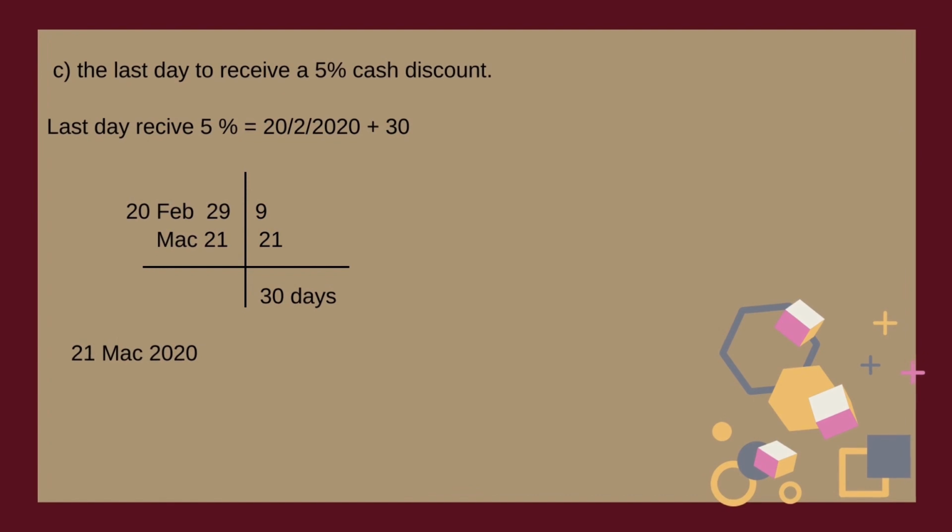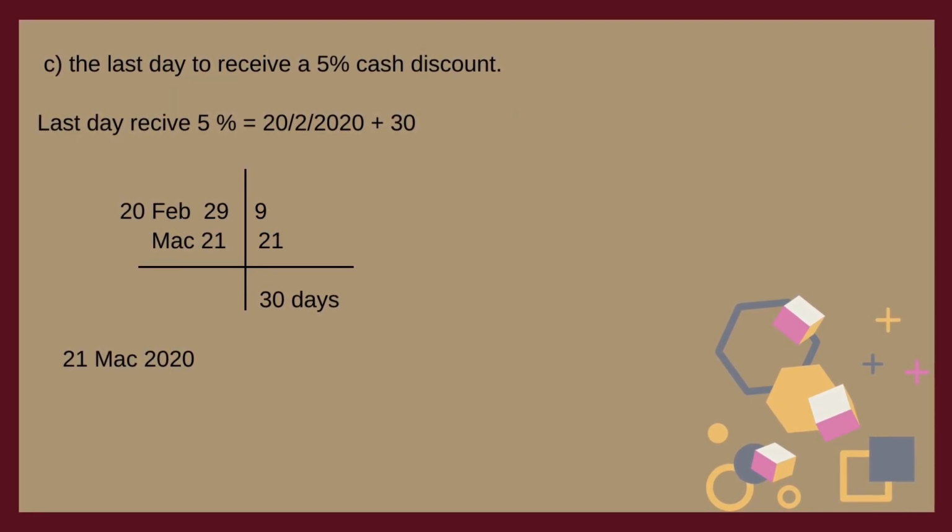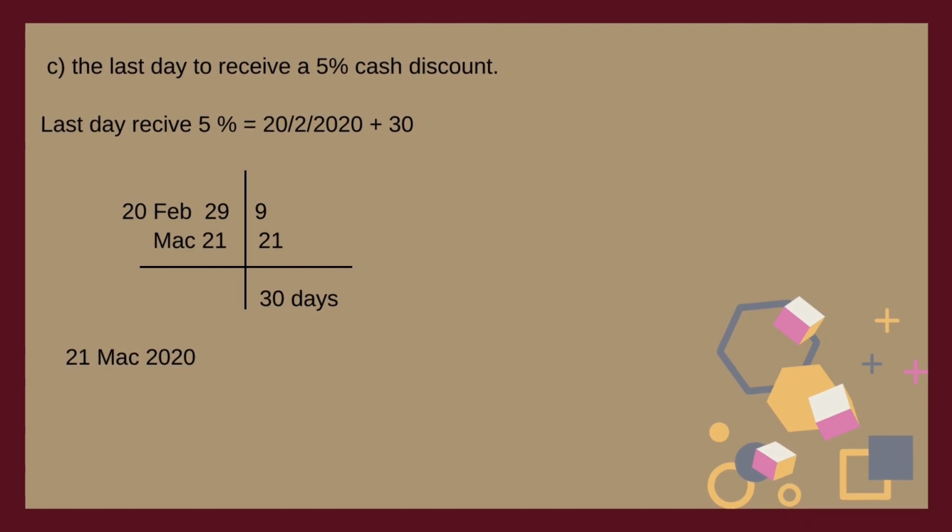So, for question 2C, we need to find the last day to receive a 5% cash discount. Given the invoice date is 20 February 2020 and the last day to receive cash discount is 30 days after the invoice date, we need to use exact time to calculate it and we will get the date. It is 21st March 2020.